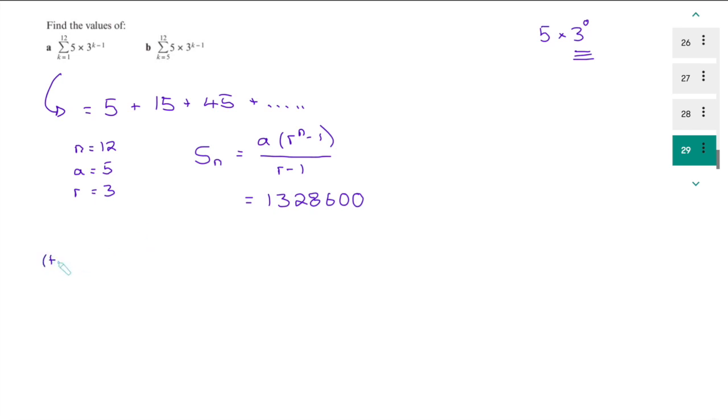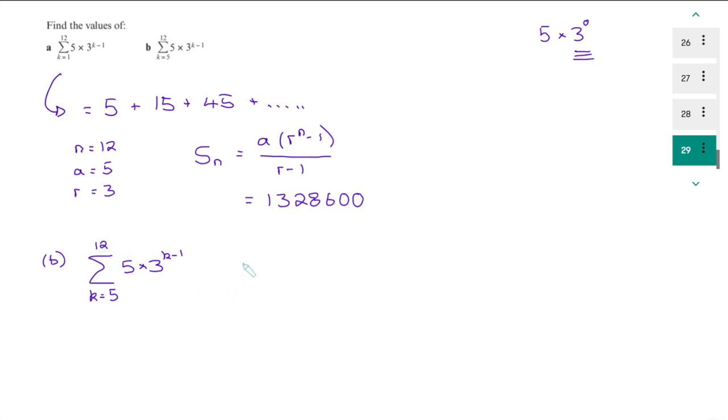So B, let's have a look. On the face of it, looks pretty similar. I've got the sum. I've got 5 times 3 to the k minus 1. So exactly the same, right? Our terms are exactly the same. We're looking at this sort of thing. So what's different here is that we're not starting at k equals 1, right? We're starting at k equals 5, and we're going up to k equals 12.